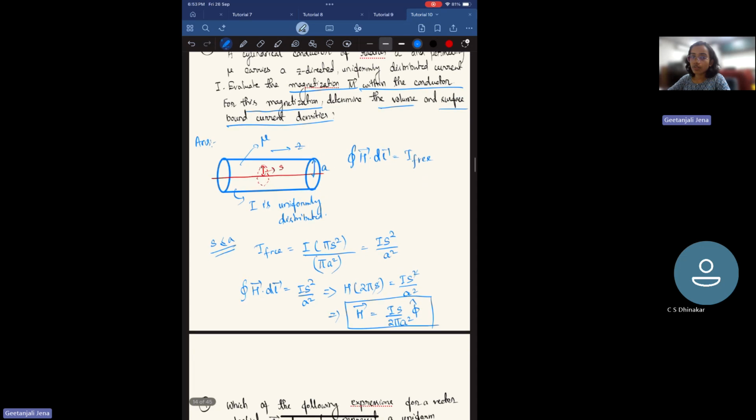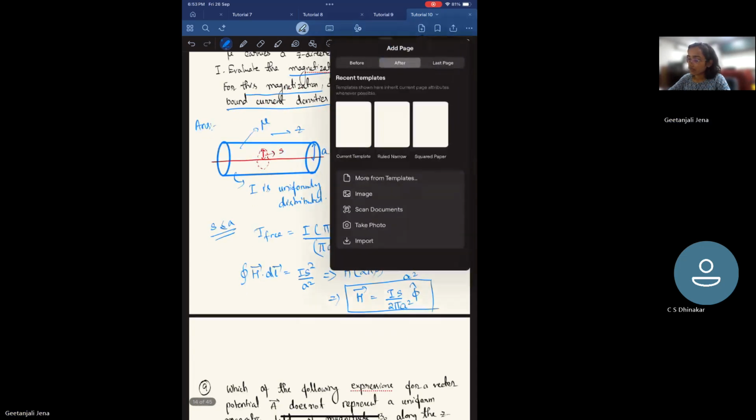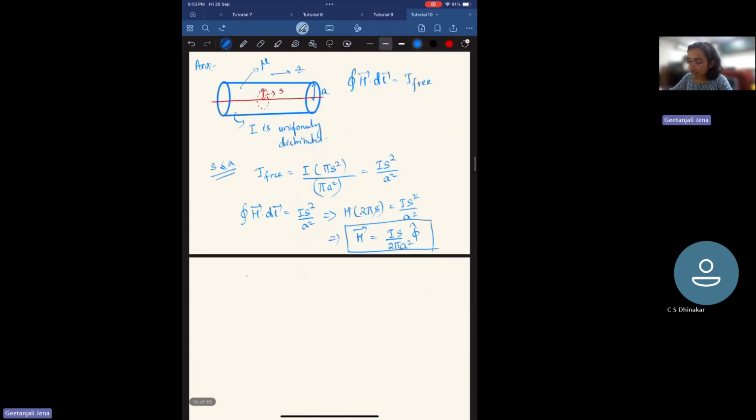This is for inside. For outside, the total free current will be I. So that means H is directly I by 2 pi S, in the phi direction.